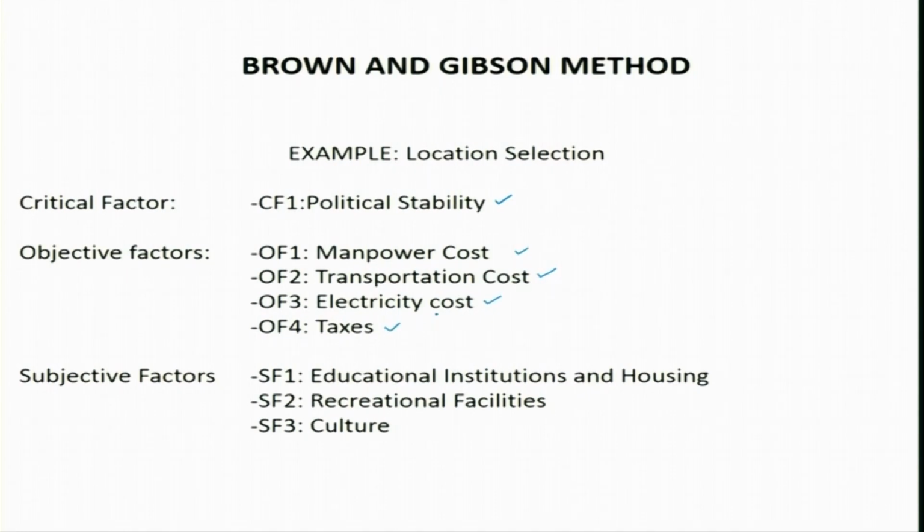All these factors can be quantified in terms of money, rupees per year. And then subjective factors: educational institution and housing, basically civic amenities, recreational facilities and culture. We can take other subjective factors also, like availability of skilled manpower, which could have been written here, or some other factor which is not critical, like trade unions. Climate can be considered as a subjective factor here.